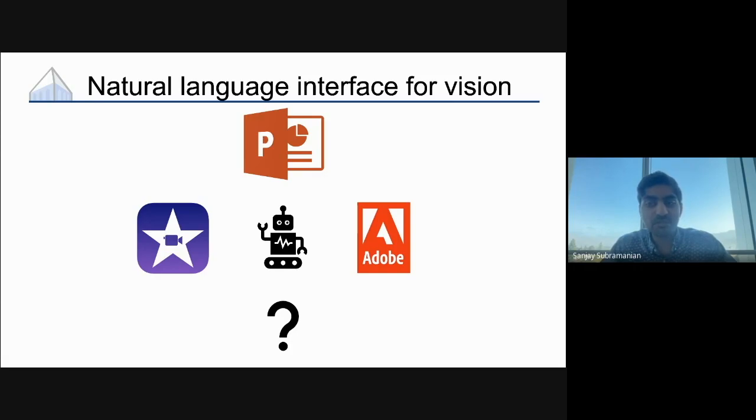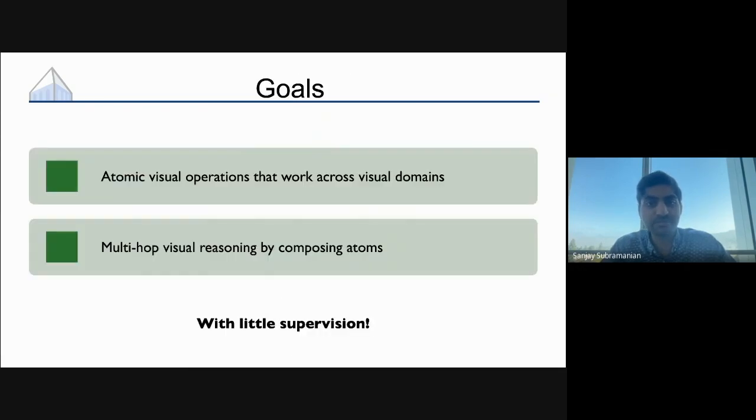So this reinforces the first of the desiderata, which is that we want these atomic operations that work well across visual domains. And another thing is that we might want to have workflows that involve multiple applications. And this could lead to some kind of multi-hop reasoning problem that's similar to the one that we saw earlier. So all of this discussion motivates the two goals that we'll focus on in this talk. First, we want to develop atomic visual operations that work well across visual domains. And second, we want to be able to do multi-hop visual reasoning by composing these atoms.